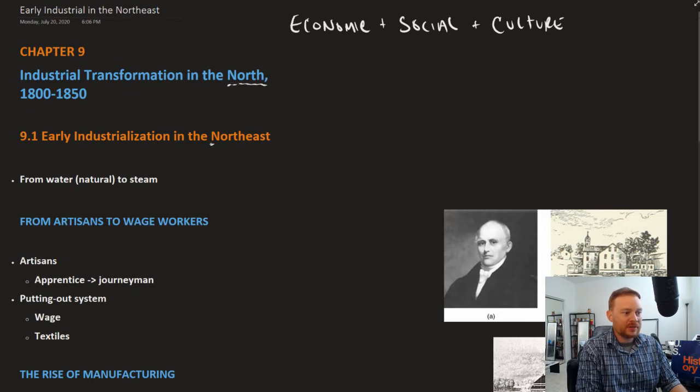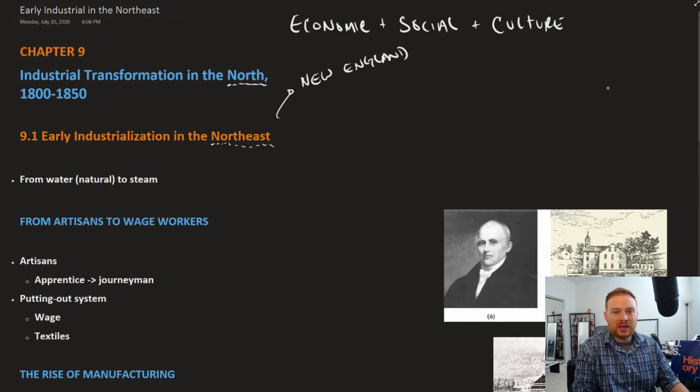Geographically, these changes are really only going to happen in the North, specifically the Northeast, which refers to New England. So that would be places like Massachusetts, Connecticut, Rhode Island, Maine, that area. This industrial transformation is only really happening in the North, although the impact of it is felt throughout the entire United States.